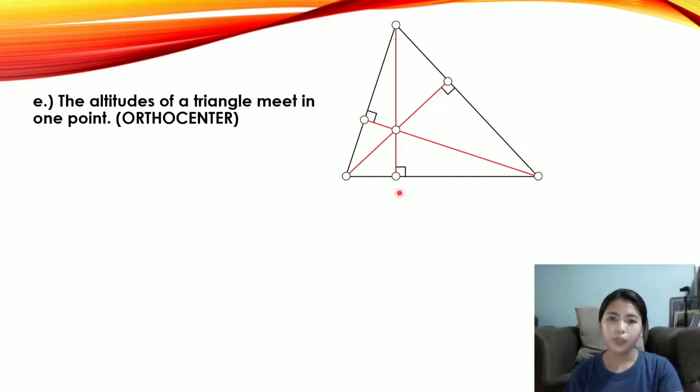So observe this illustration of a triangle. See the point where all three altitudes of the triangle meet. So this point is known as the orthocenter. So this is the point where the three altitudes of the triangle meet.